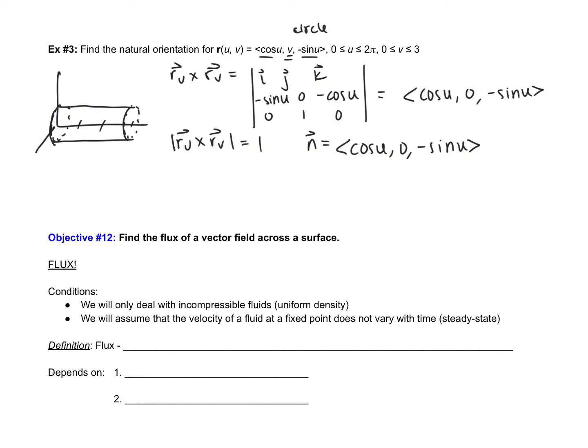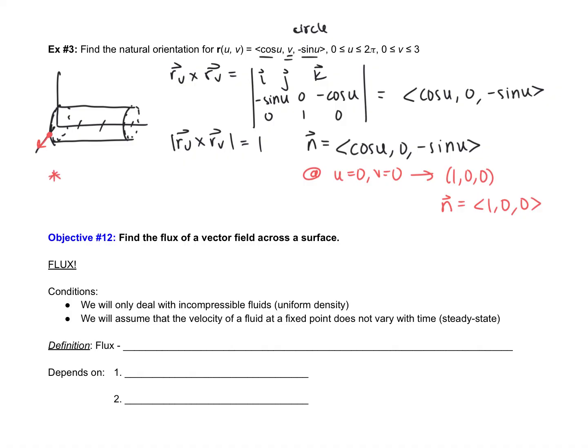Okay, so what does that mean in terms of natural orientation? Well, let's consider the point where u is 0 and v is 0. That gives us the point (1, 0, 0), and it also gives us the unit normal vector (1, 0, 0). Okay, so (1, 0, 0) is right here, and if we point the vector towards (1, 0, 0), it's going to go this way.